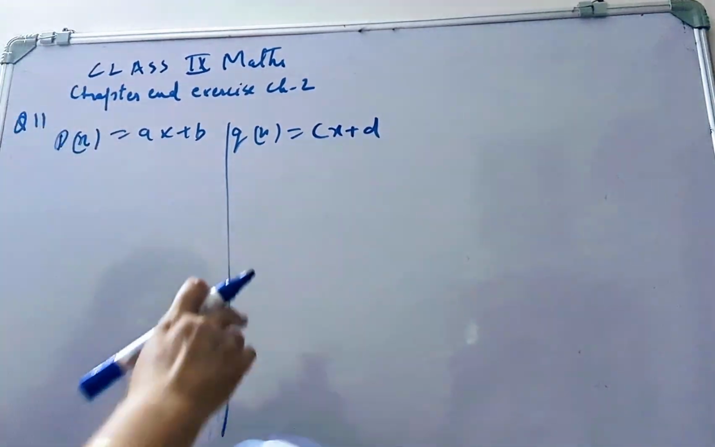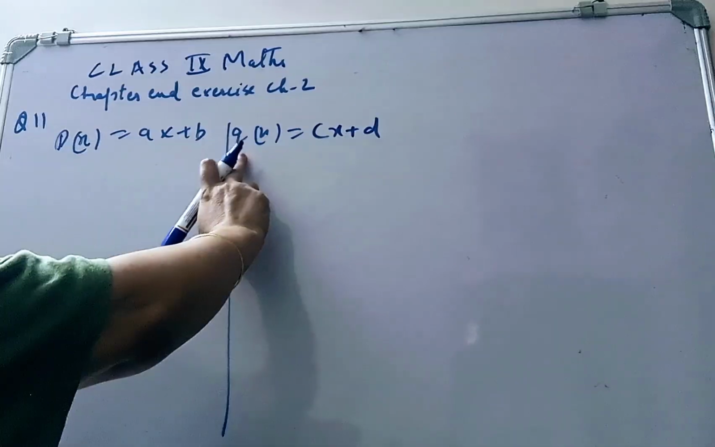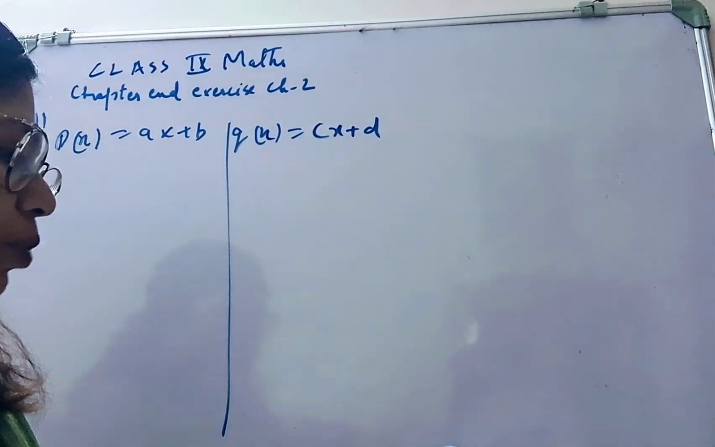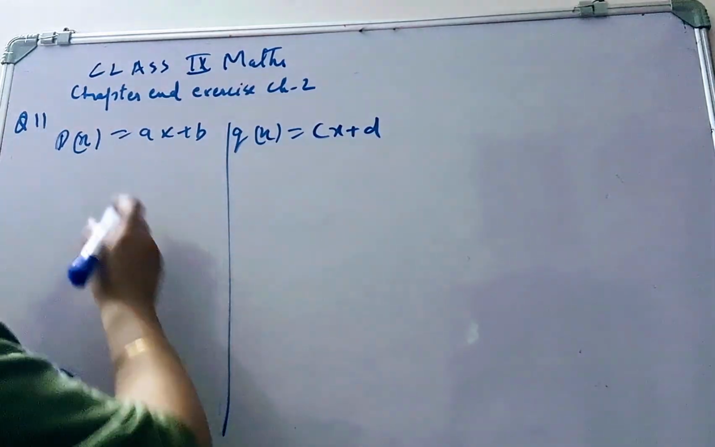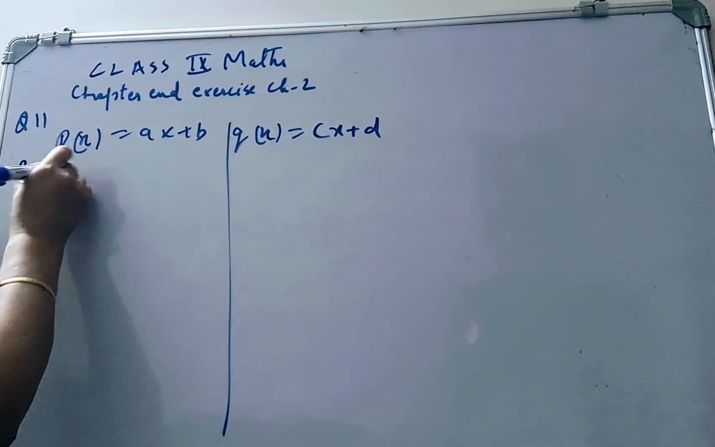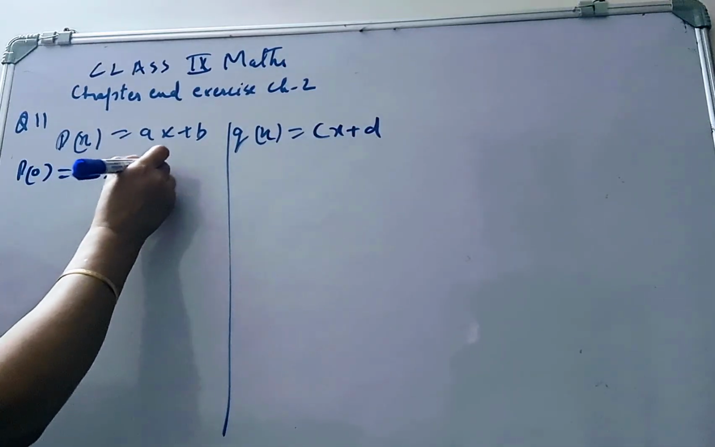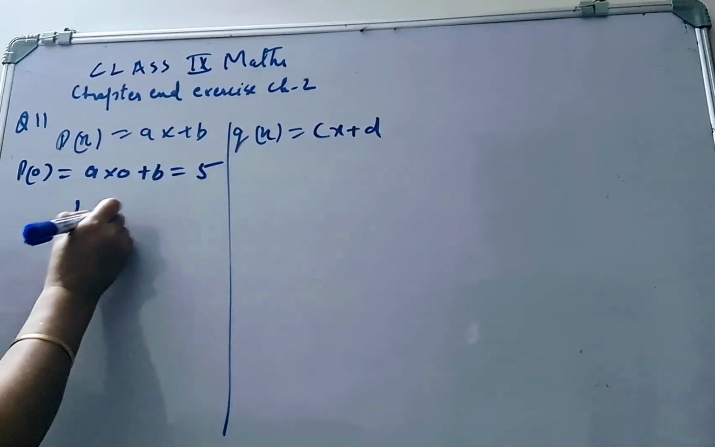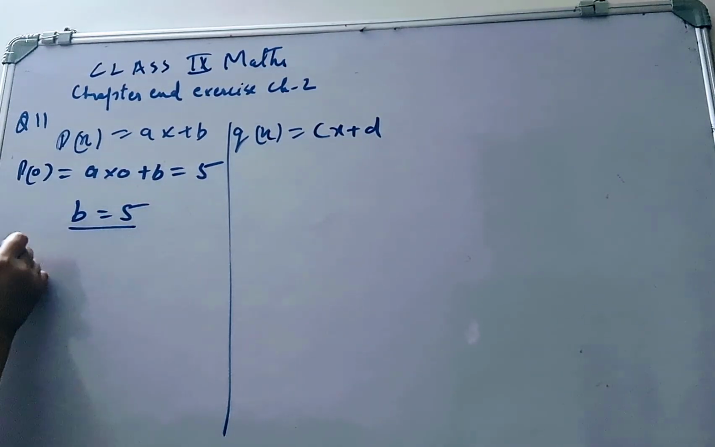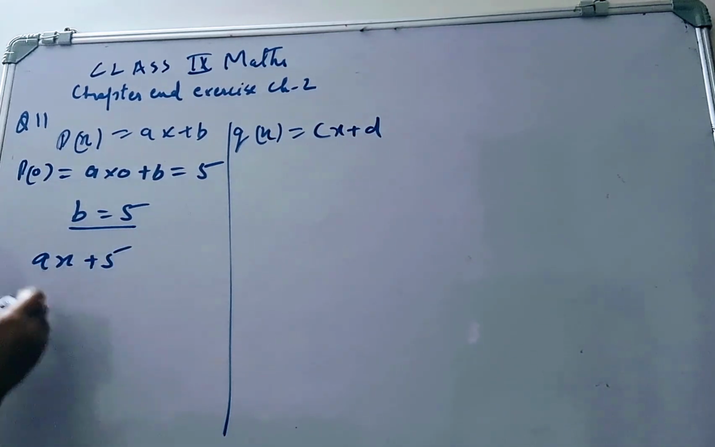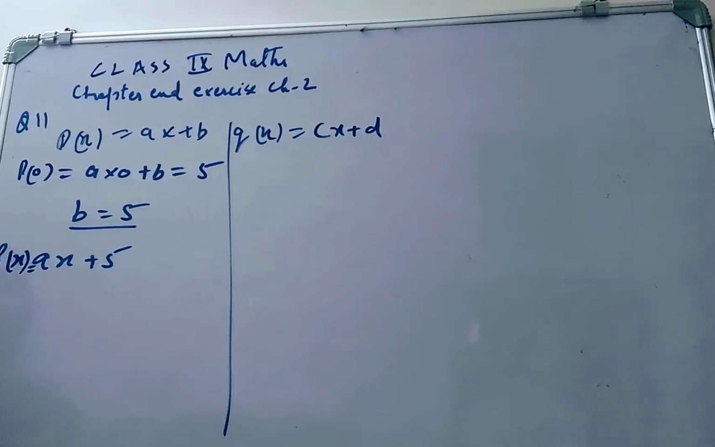Let P(x) = ax + b and Q(x) = cx + d such that P(0) is equal to 5. Here we will put P(0), that is x = 0: a·0 + b = 5. Then b = 5. We have put the value. Now the equation will become ax + 5, so P(x) = ax + 5.